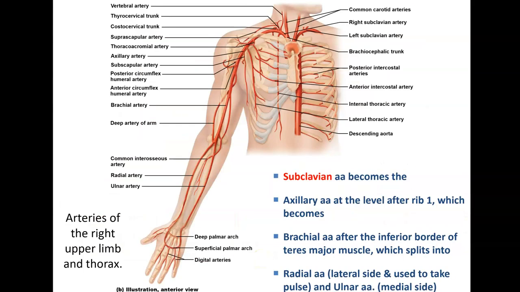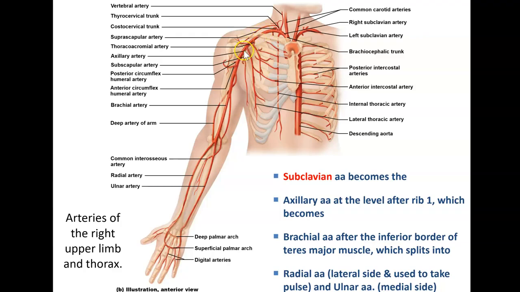Next, we have our arteries of the upper limb. We saw that our subclavian arteries were branching off of either the brachiocephalic trunk on the right side or the aortic arch itself on the left side. But we know that this is going to be the same on both sides. So our subclavian artery is going to change its name after passing the first rib and become the axillary artery.